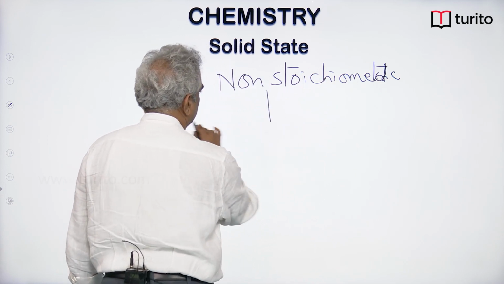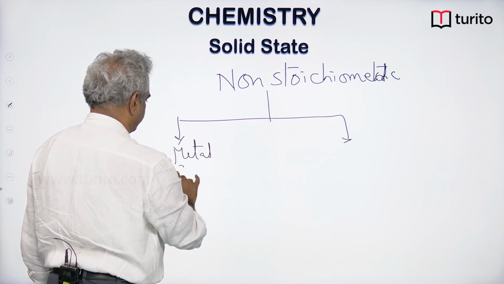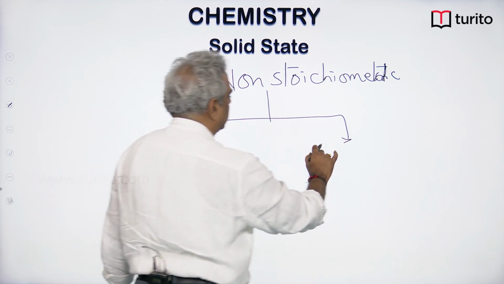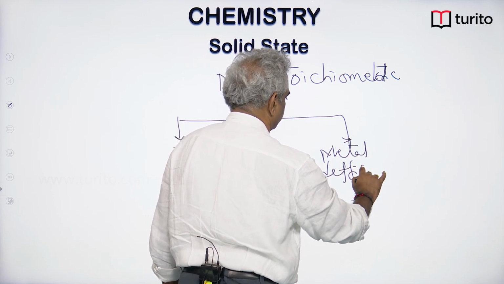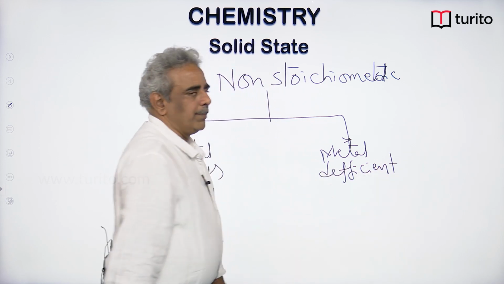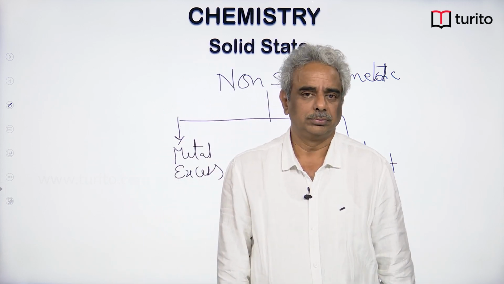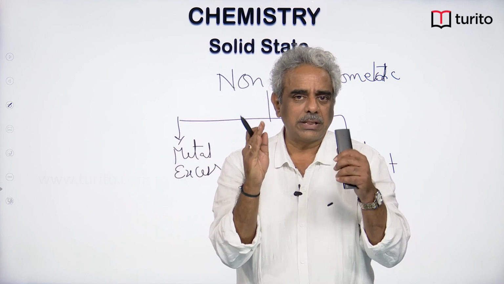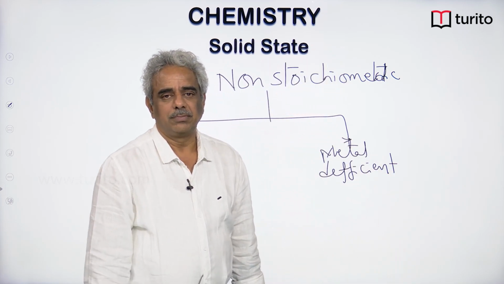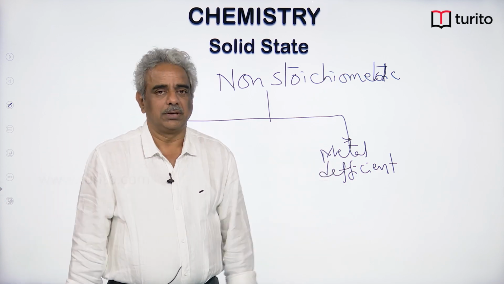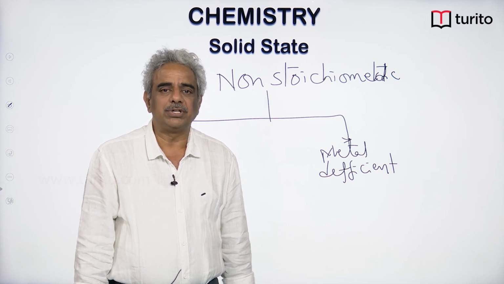So, in non-stoichiometric defects, you again have two varieties: metal excess and metal deficient. What do you mean by this? There should be a cation anion ratio. Other than that ratio, if extra cations are present, that is metal excess. Other than that ratio, if fewer metal atoms are present, that is metal deficiency.